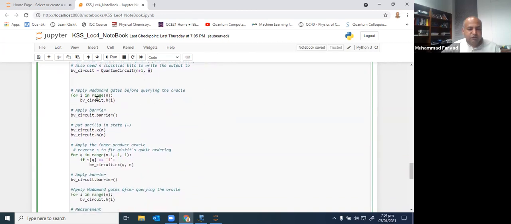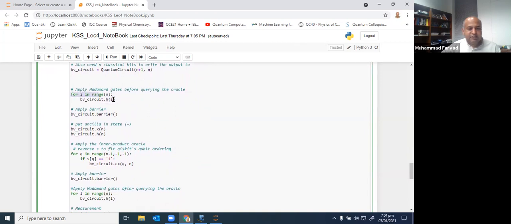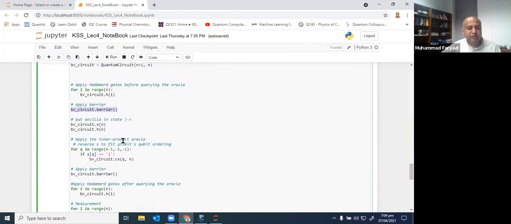All right, so as always, I start with a Hadamard on each qubit. So for i in range n, which means that i goes from 0 to n minus 1. In Python, the indexing automatically starts at 0 and goes to the maximum minus 1. On this circuit, I implement the Hadamard on each qubit, and then I'm just implementing a barrier for visualization.